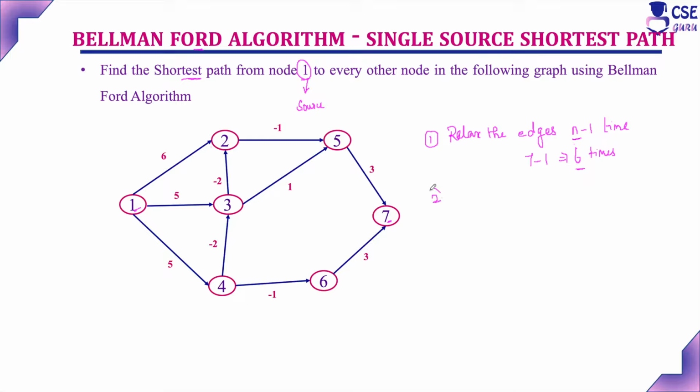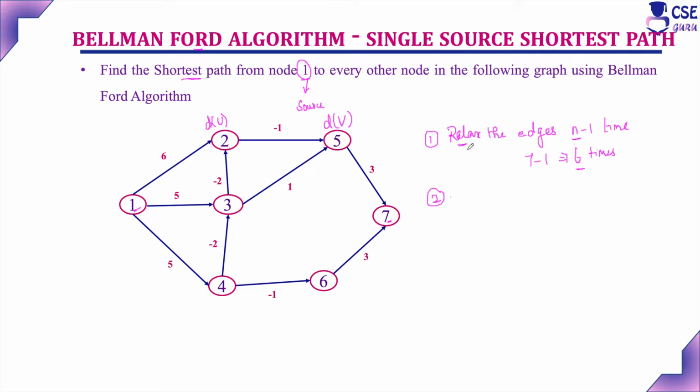And the second thing: suppose you want to find the distance between 2 and 5. This is the starting vertex, that is the source vertex, and this is the destination vertex. Consider this is vertex U and this is vertex V. So the distance of vertex 2 is D of U. The distance of vertex V is D of V. Suppose we are relaxing the edges.